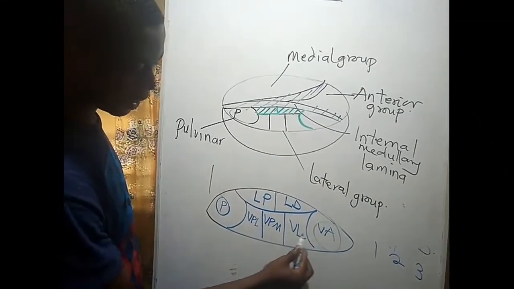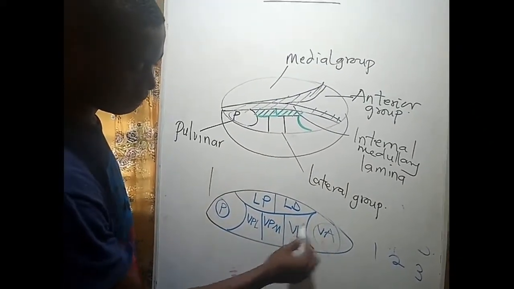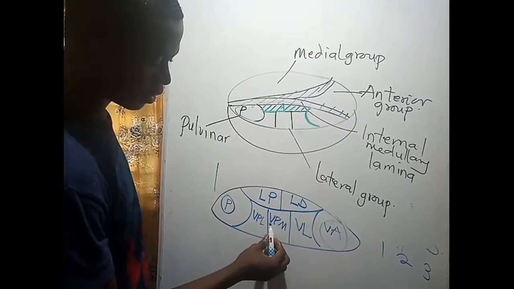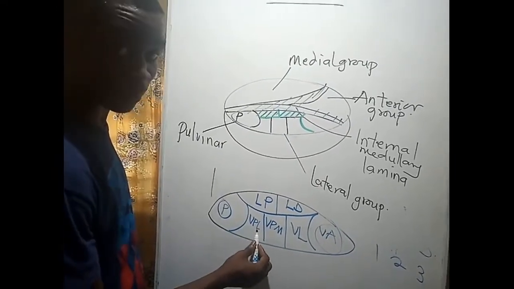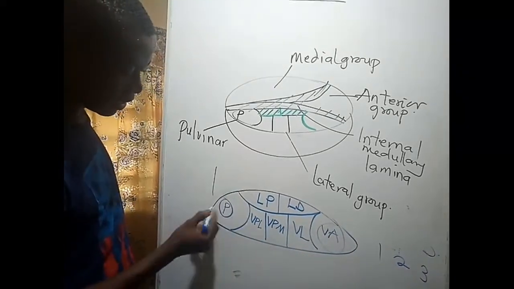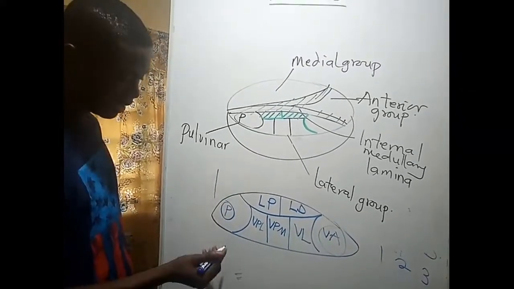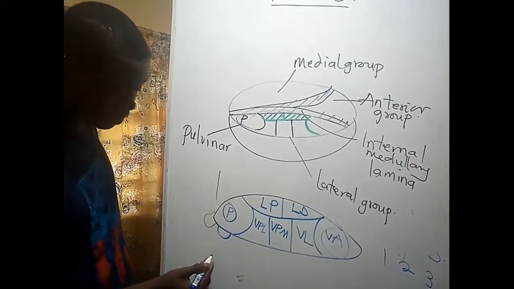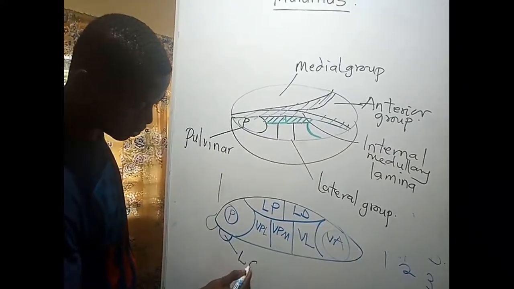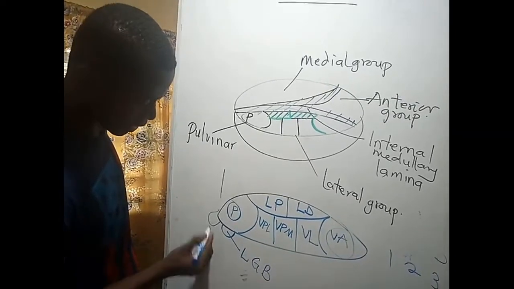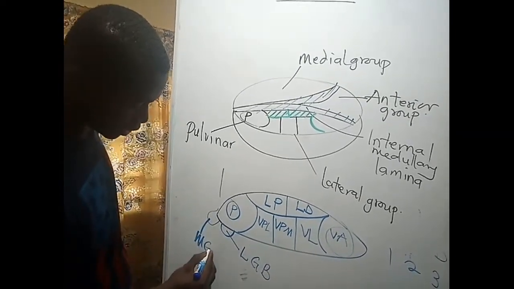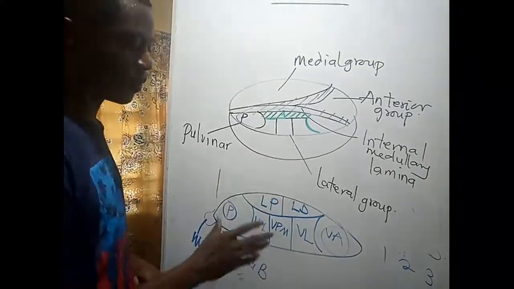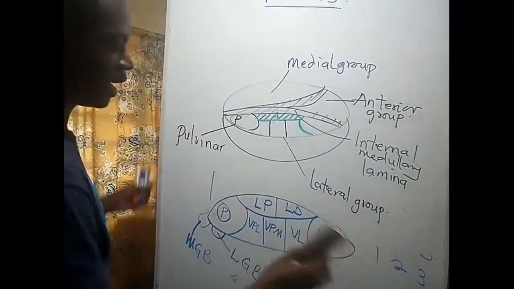Now we also have a ventral tier. We have a ventral anterior, ventral lateral, ventral posterior medial, and then ventral posterior lateral. And then finally we have the pulvinar. Now on the ventral surface of the pulvinar, we have structures here. This is the lateral geniculate body, and then this is the medial geniculate body. So this pretty much summarizes what we have for the thalamic nuclei.